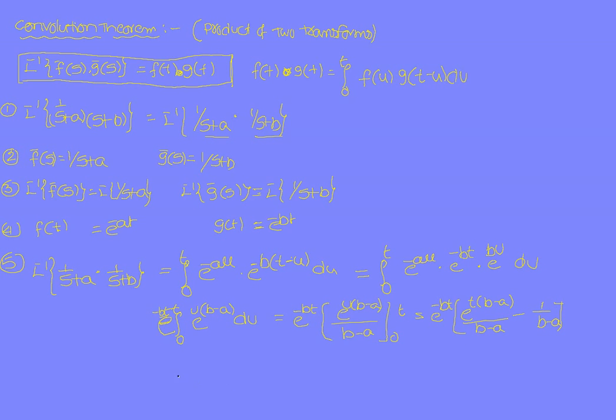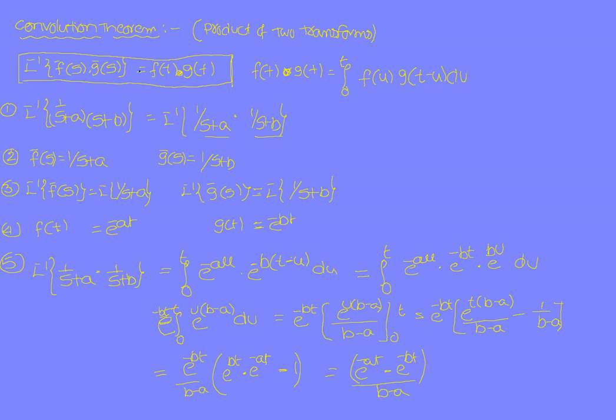If you do the simplification of this, we get e power minus bt by b minus a into e power bt into e power minus at, minus 1. So e power minus bt and plus bt get cancelled, therefore e power minus at minus e power minus bt by b minus a is the answer.